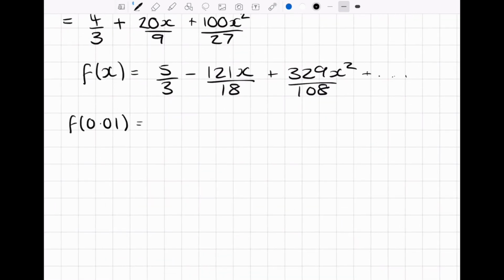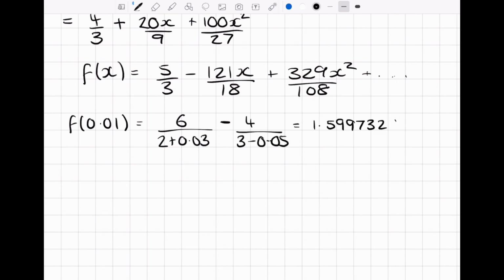The next part is to find the exact value of f of 0.01. So for the exact value, I want to sub that into our original question, not my expansion that I've just calculated. So 0.01 in as x, and then I'll write my answer to 7 decimal places.